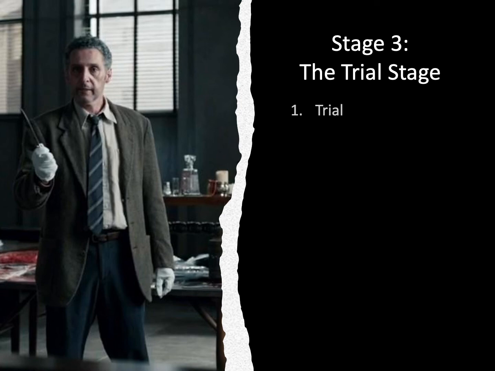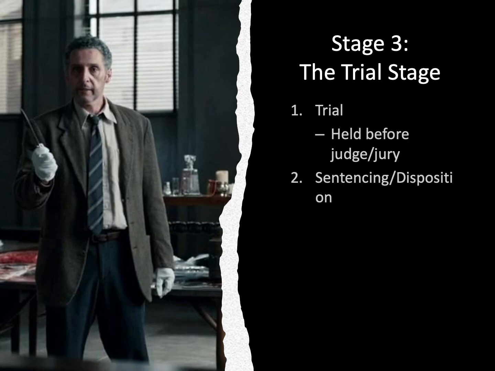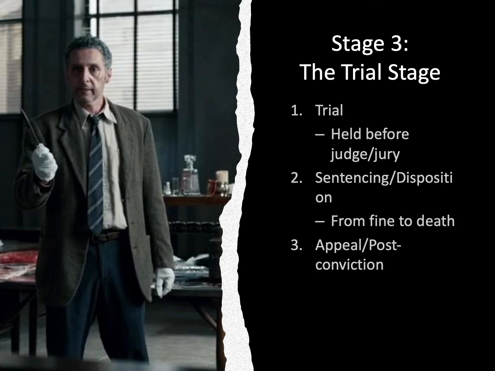Stage 3 is the trial stage. And let's put these up: trial, sentencing, and appeal after the conviction. Now, as I mentioned in the last slide, that plea bargaining between the defense attorney and the prosecutor is a part of that prosecutorial stage. The vast majority of cases in the United States do not go to trial. 90% of cases are resolved via plea bargaining. And later in the semester, we'll talk about whether that is problematic or not. And so they basically waive their right to a trial and they go directly to the correctional stage.